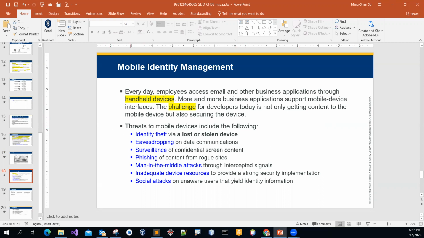So here is the list of threats to mobile devices. They include the following: identity theft by a lost or stolen device, eavesdropping on data communications, surveillance of confidential screen content, phishing of content from rogue sites, man-in-the-middle attacks through intercepted signals, inadequate device resources to provide a strong security implementation, and social attacks on unaware users that use identification information. So those are the threats.